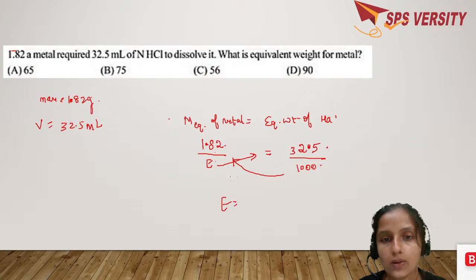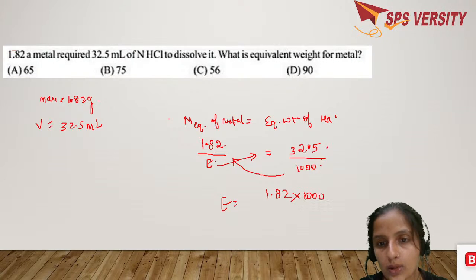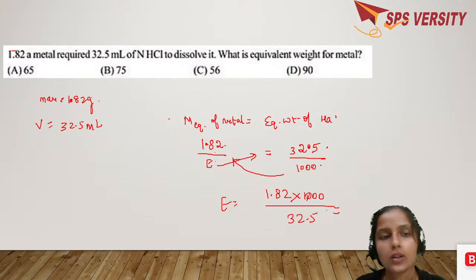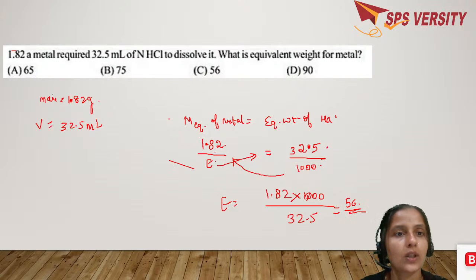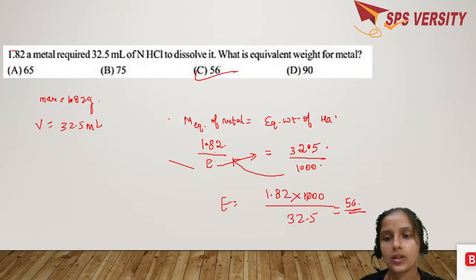So equivalent weight is equal to 1.82 multiplied by 1000 divided by 32.5. If you calculate this, it would be around 56. So the correct answer would be option C.